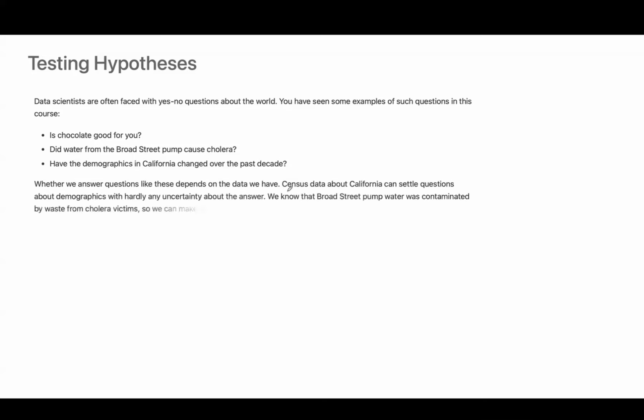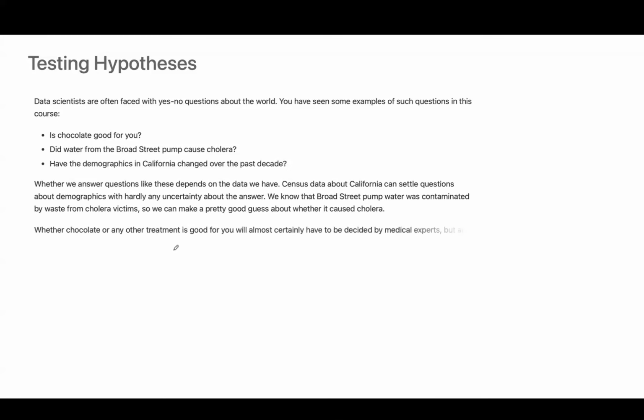Whether we can answer questions like this depends on the data we have. For example, when it comes to demographic, we like to use census. For contaminated product or something like water, we need experts to collect data and measure the contamination. Whether the chocolate or any treatment is good for you, well, we need medical experts to make the decision about that.